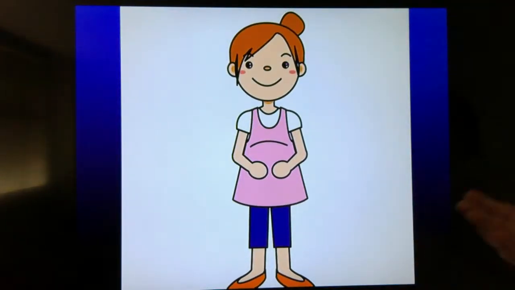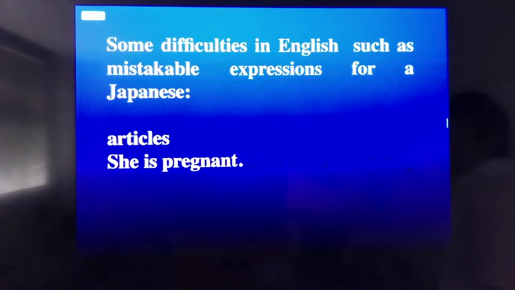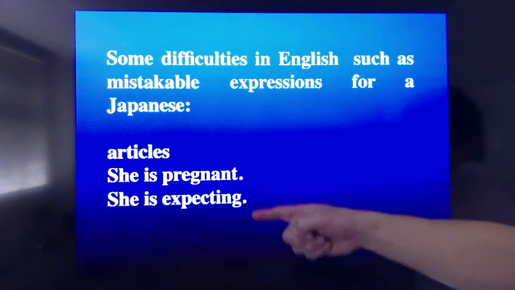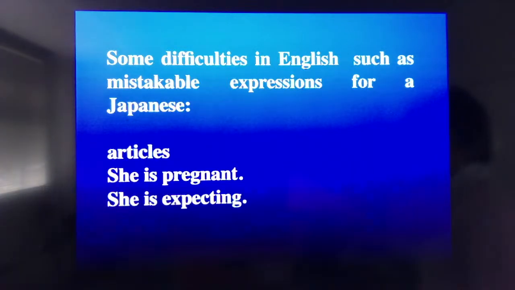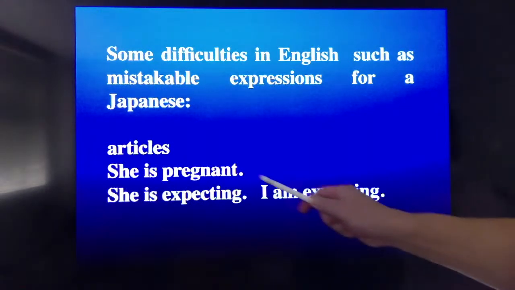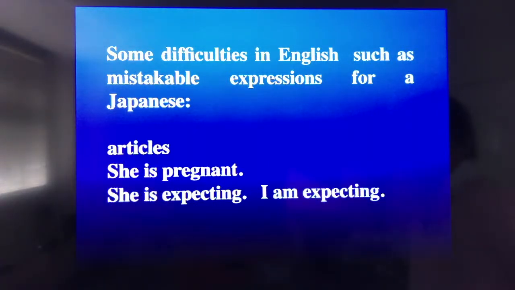This woman looks pregnant. So she is pregnant, correct? She is expecting, correct? It's saying she is pregnant and she is expecting. But "I am expecting" cannot be said to mean the same thing.